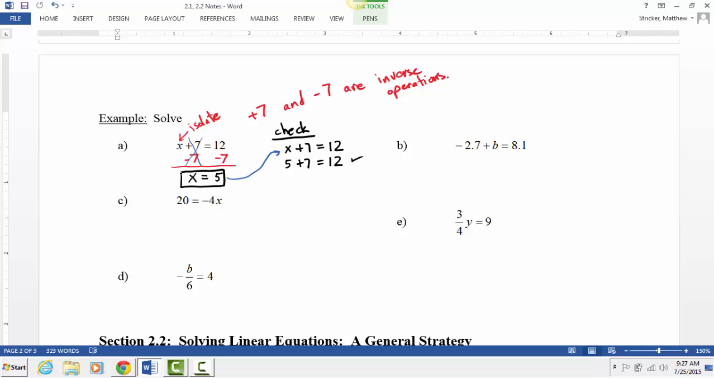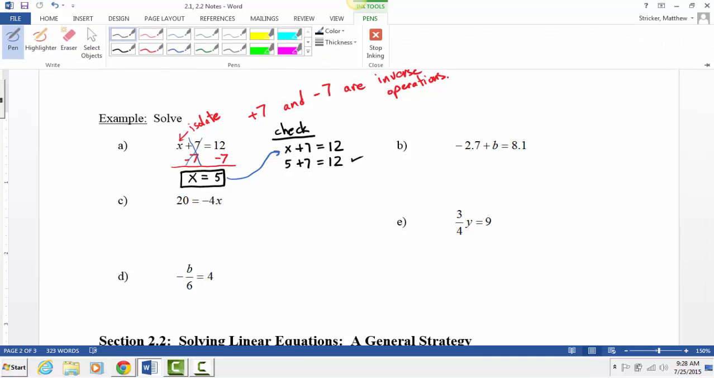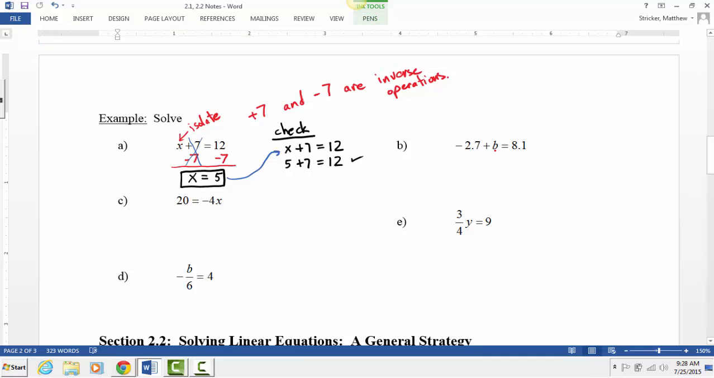Let's move on to example B. This is a similar sort of problem. Again, ask yourself, is b by itself? No, we need to isolate it. Now this one's a little bit different because it looks like we are adding a number here. So this looks like b is being added to negative 2.7, but when you add a negative, that's really, remember, like subtracting. I don't really care so much about this sign as much as I care about what this number here is.